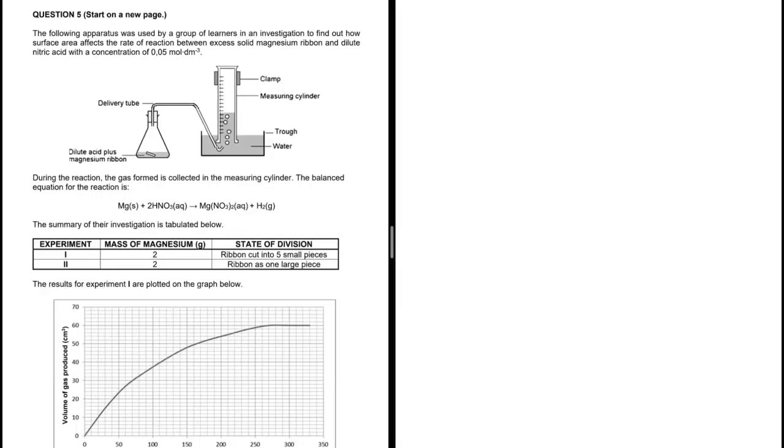Use the graph to calculate the average rate of the reaction in centimeter cube per second between 2 and 2.5 minutes. Okay, let's go to our graph. So between 2 and 2.5 minutes, 2 minutes is 120 seconds. Let's take a look. This is 100, this is 150. 1, 2, 3, 4. So one block represents 10 seconds. So 120 seconds should be here. This is where we have 120.